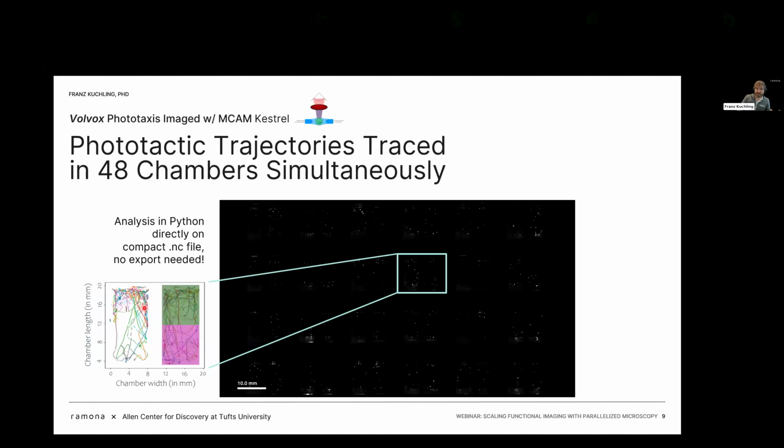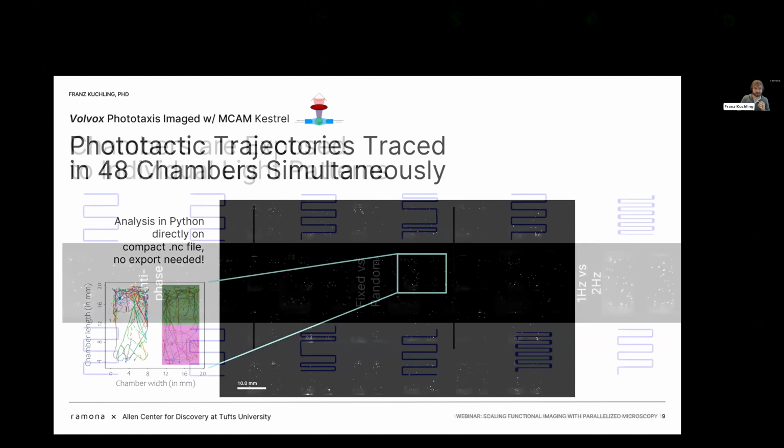And what's nice is that the MCAM saves it as a Python-intrinsic NC file, which you can then immediately use for all your analysis within Python. So there's no exporting needed. You can go straight to your analysis software and go from there. So that's nice. Not only does it save you time, but when you export videos and everything, that's more data that you have to save and manage. So this saves all that.